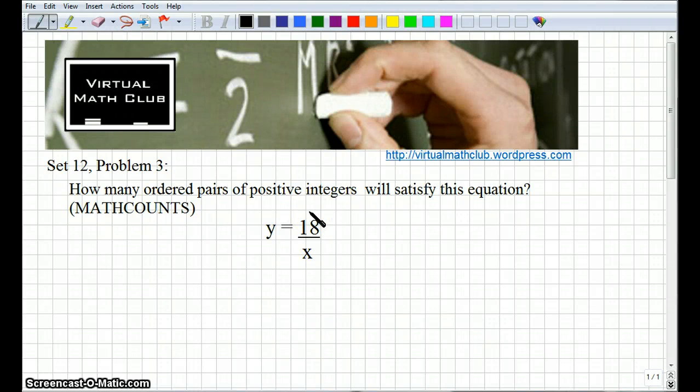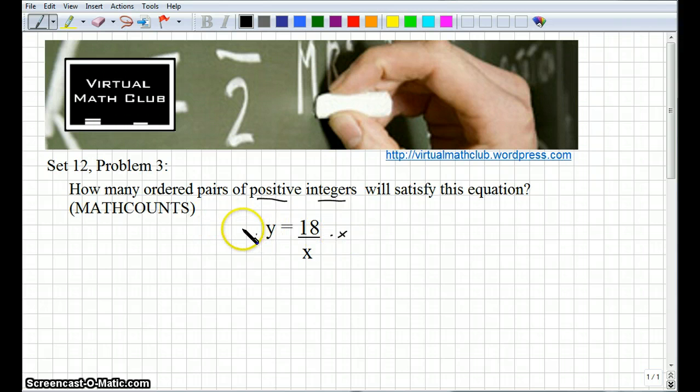Problem number 3. How many ordered pairs of positive integers will satisfy this equation? We've got y is equal to 18 over x. And again, we've got positive integers, just like in the first problem of this set. And now you know what positive integers are. So let's take a look at this. My hint to you would be to multiply both sides by x.